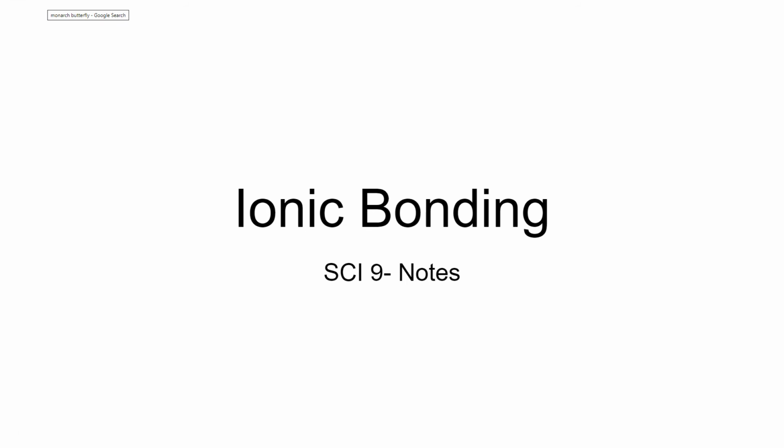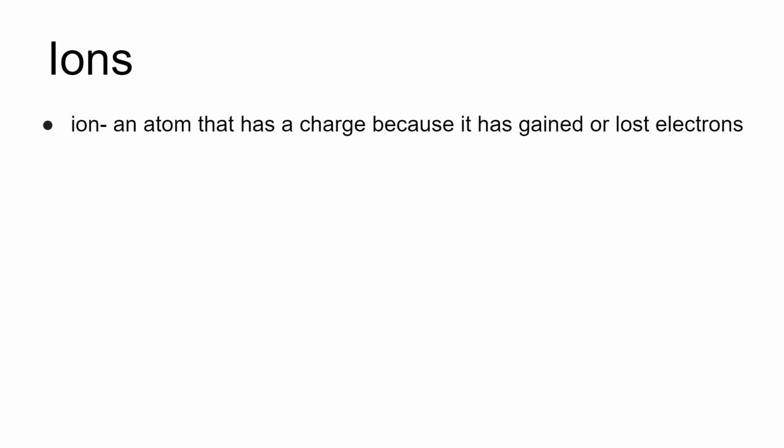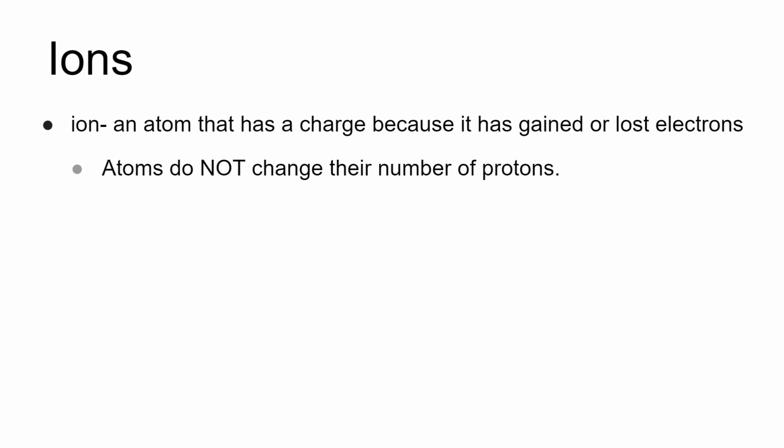So we're going to get into ionic bonding here. And first, just a quick review of ions. Ions are atoms that have a charge because they have gained or lost electrons. Remember that atoms do not change their number of protons. It's not possible in a chemical reaction. It's not possible in chemistry.